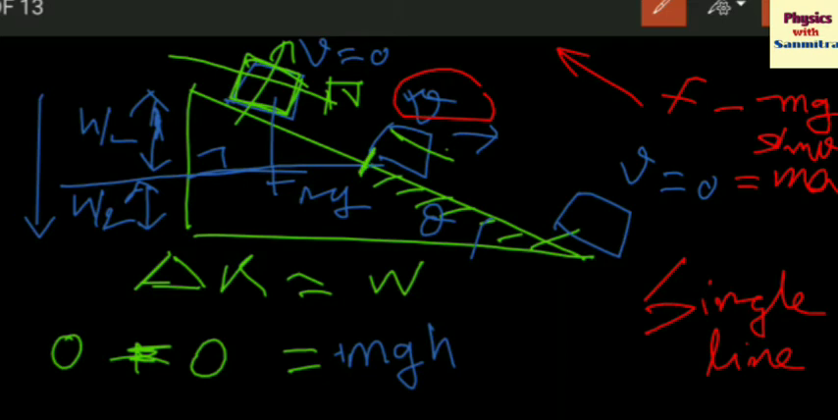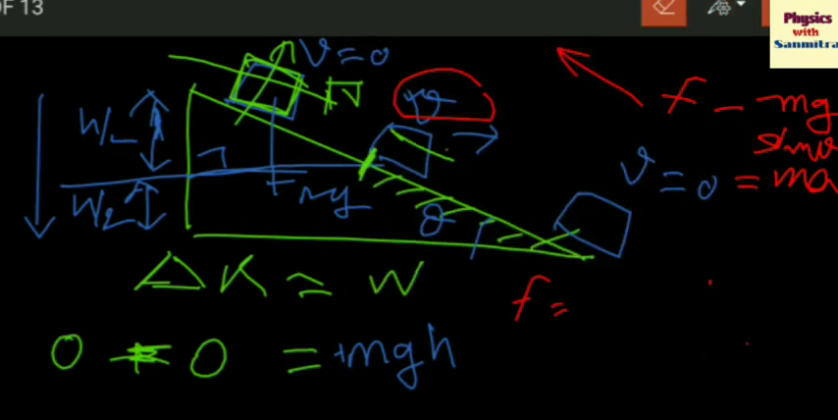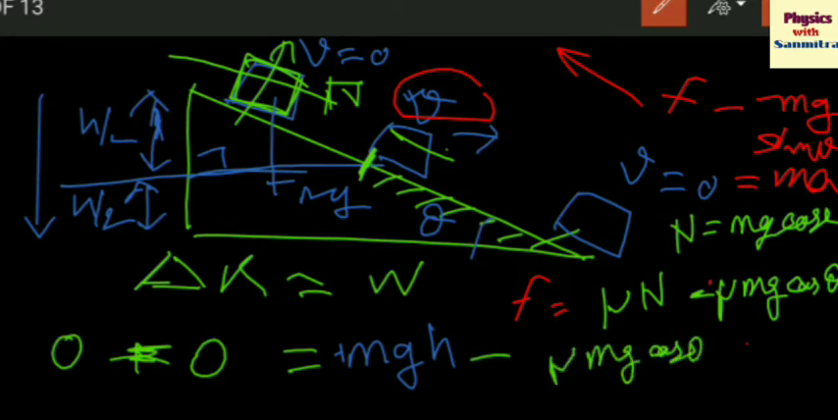Friction is acting only after this point. So what is the value of friction? Friction is mu N, where N is mg cos theta. In case of inclined plane, I have already shown you earlier. Friction is mu mg cos theta. So I can write mu mg cos theta into this distance. What is this distance?